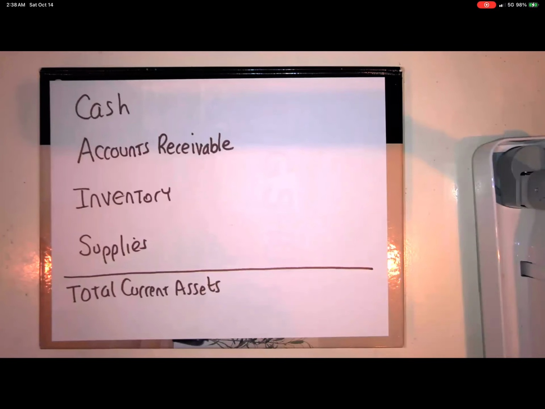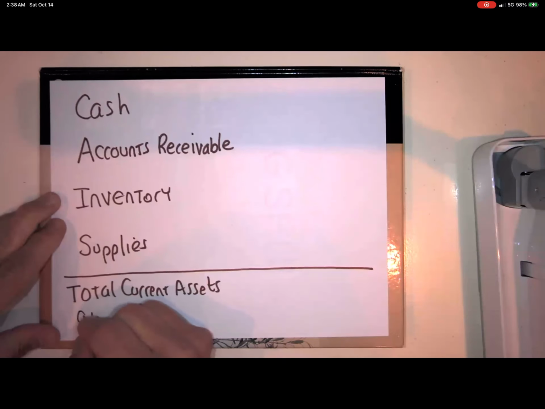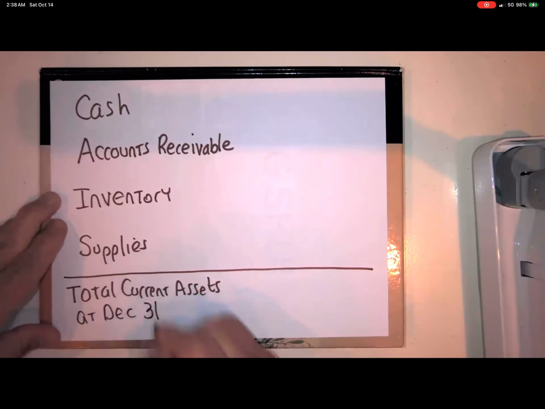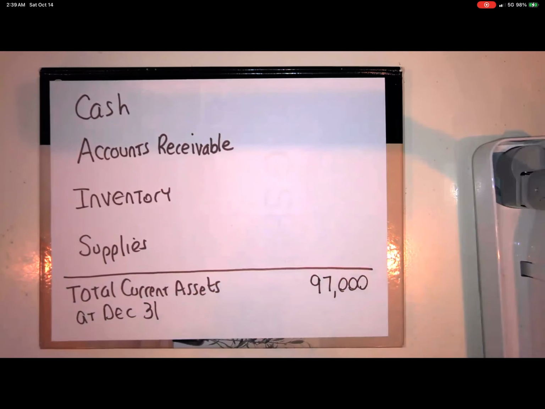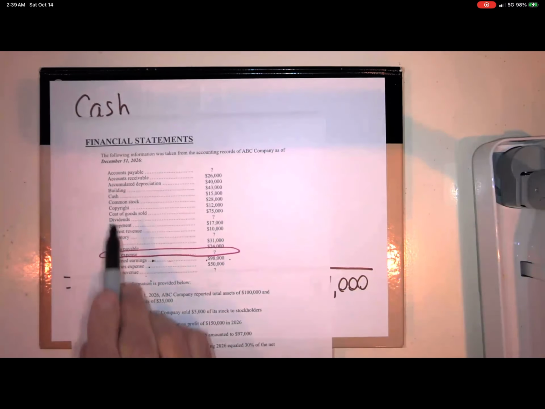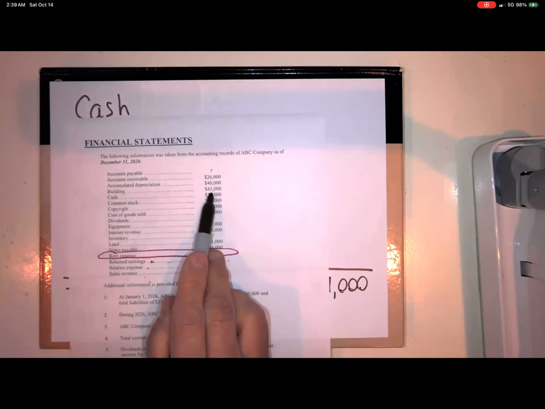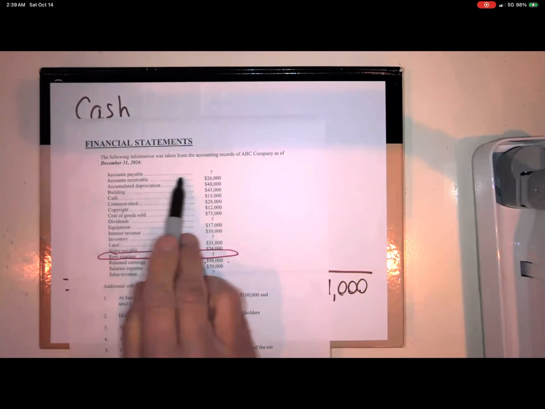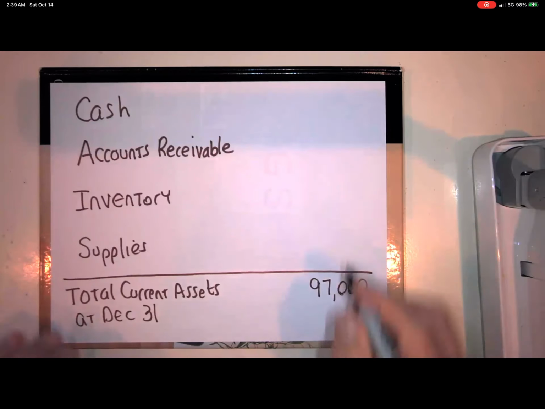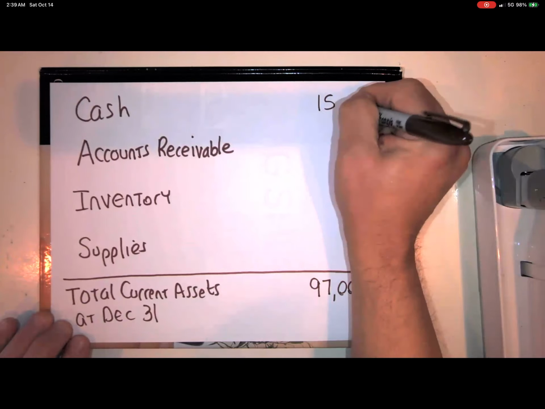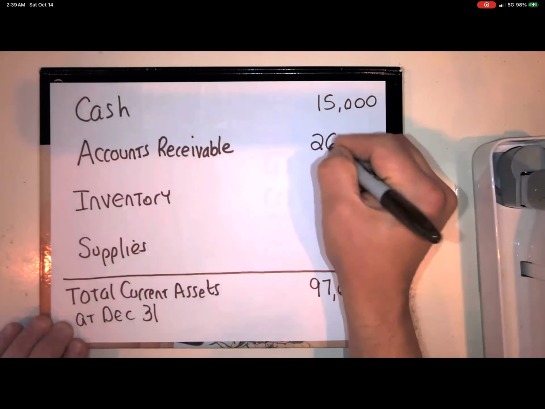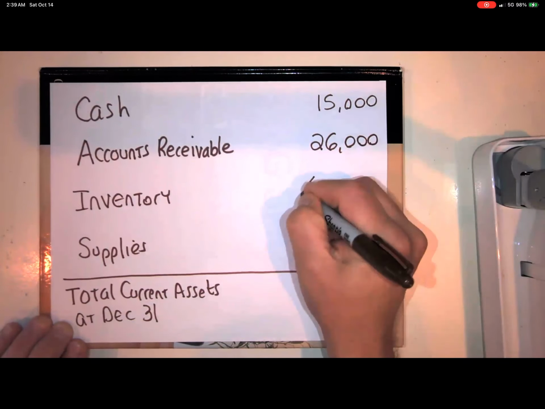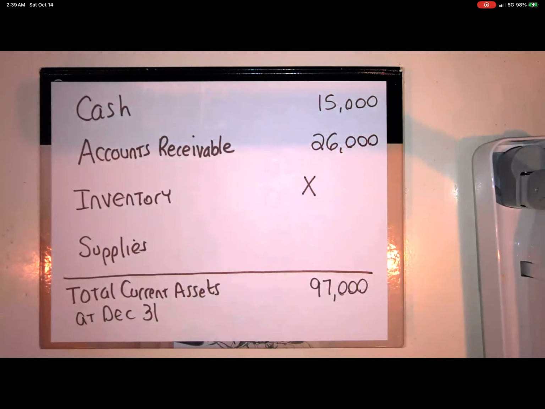And just like Erica said, in additional information number 4, they told us the total current assets at December 31st were 97,000. And now let's go find our account balances. Here's cash, the fifth account listed. And just a couple above that, accounts receivable. So the cash was 15,000. The accounts receivable, 26,000. We're solving for inventory. So that is our unknown, our X.